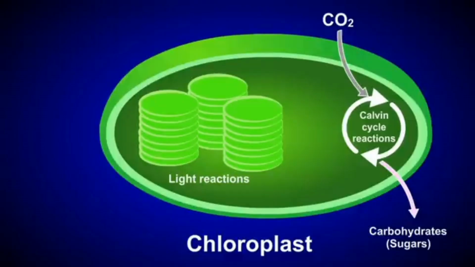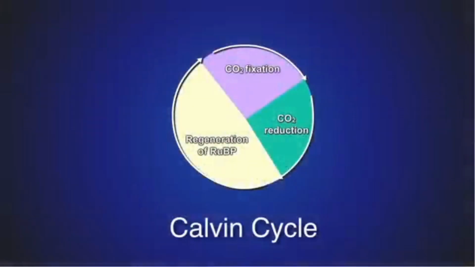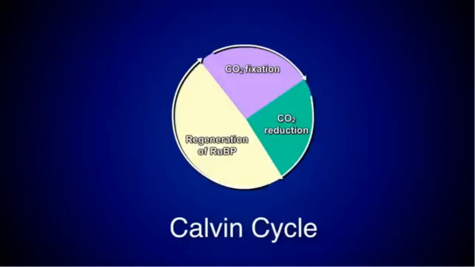The Calvin cycle reactions occur within the stroma of the chloroplast. The reactions use the ATP and NADPH produced by the light reactions to convert the CO2 to carbohydrate. Let's zoom into the Calvin cycle to take a closer look. The Calvin cycle could be divided into three phases: carbon dioxide fixation, carbon dioxide reduction, and regeneration of RuBP.